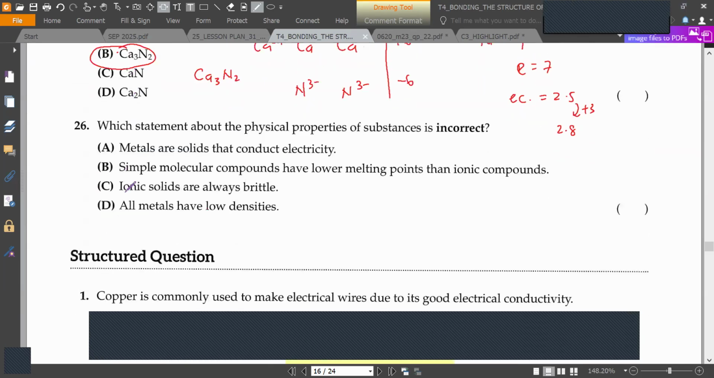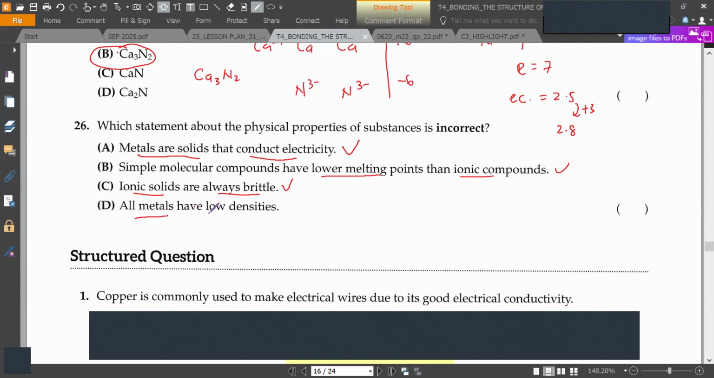Which statement about the physical properties of substances is incorrect? Okay, incorrect. So we'll see. Metals are solids that conduct electricity, no problem. Simple molecular compounds have lower melting points than ionic compounds. It's correct. In general, they have lower melting points than ionic compounds. Ionic solids are always brittle. Yes, ionic solids will break like a glass, so they are brittle.